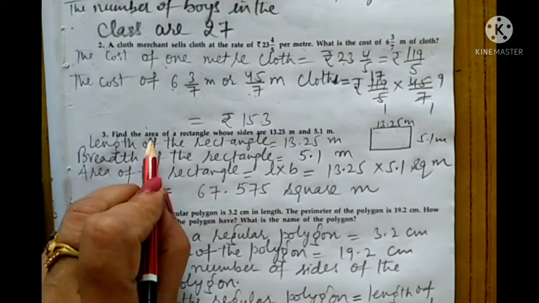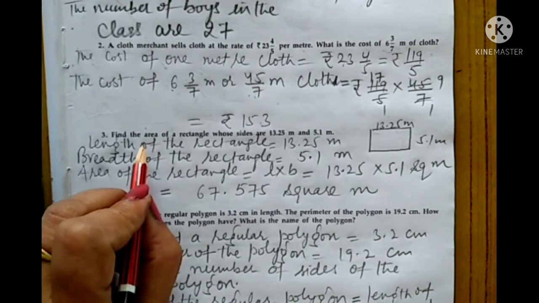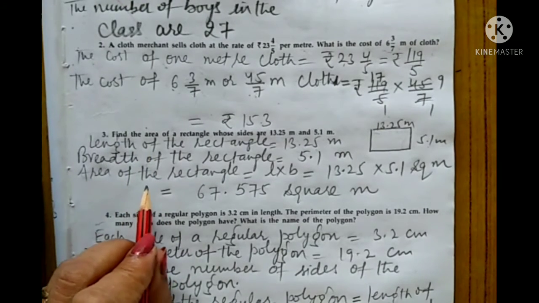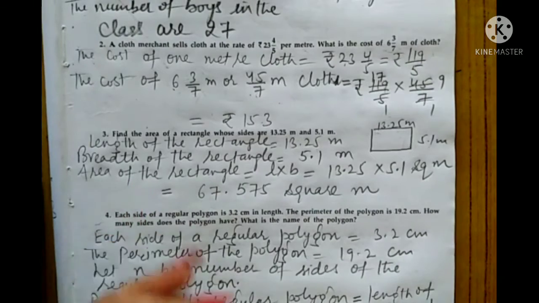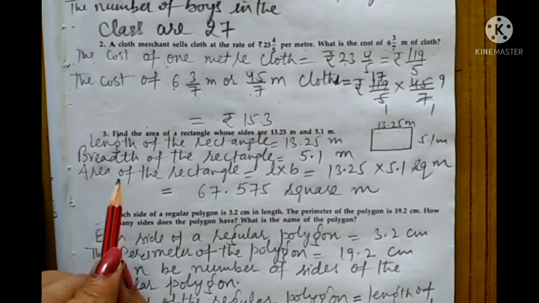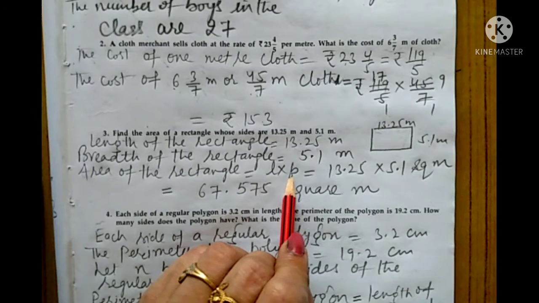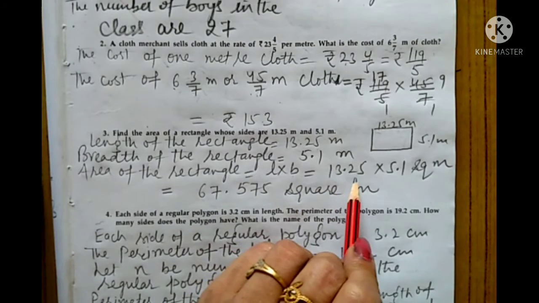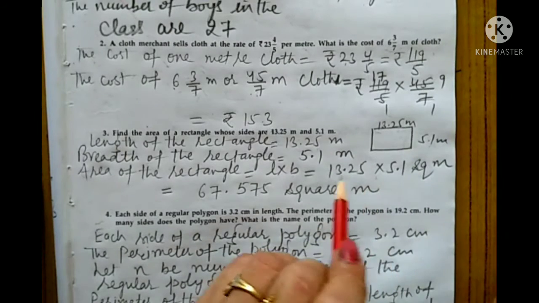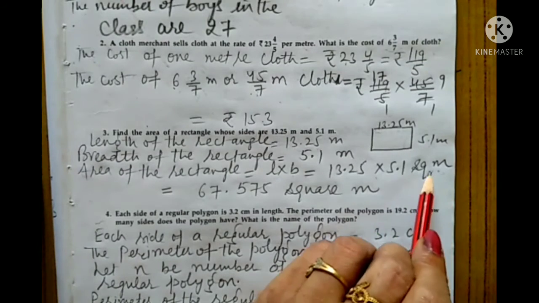You are asked to find the area of the rectangle, and in your previous classes you have learned formulas based on area and perimeter of rectangle and square. In the case of the area of a rectangle, you will write the area of the rectangle is length multiplied by breadth. So it is equal to 13.25 multiplied by 5.1. When area is to be found, we write area in square meters.